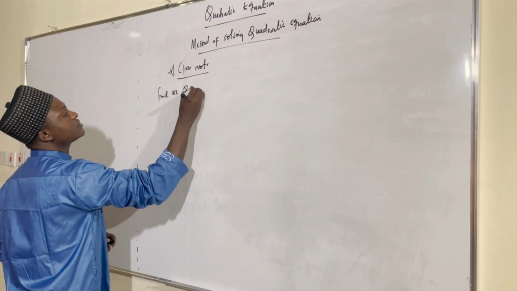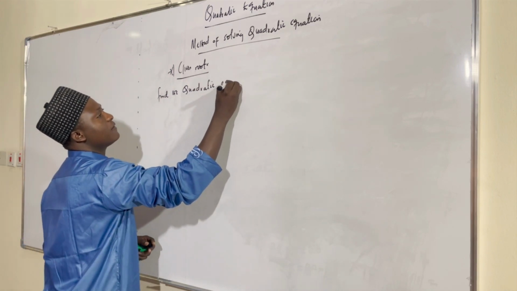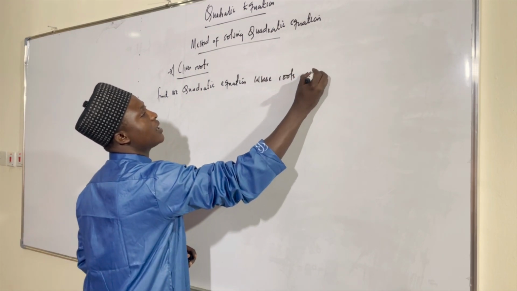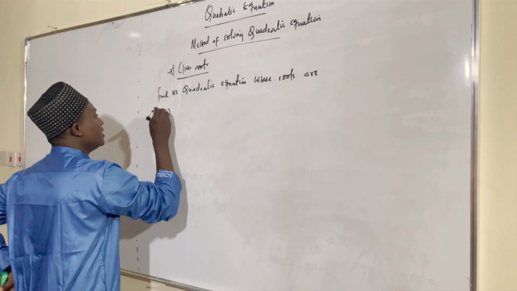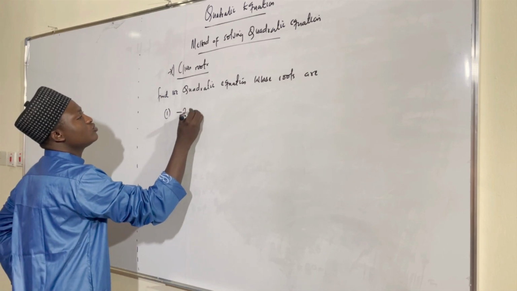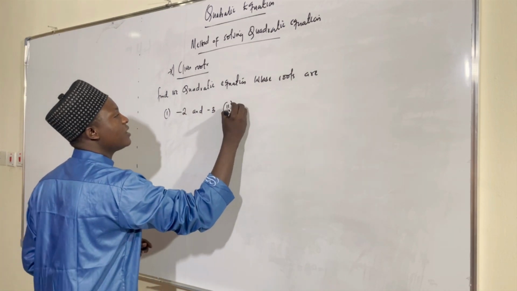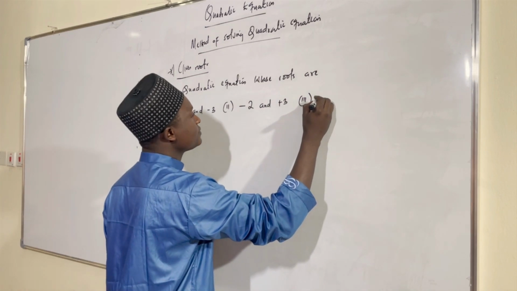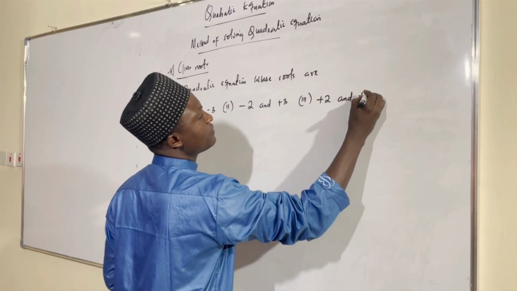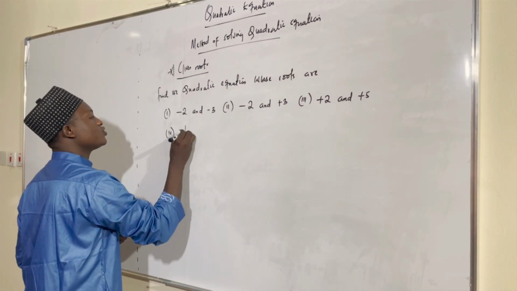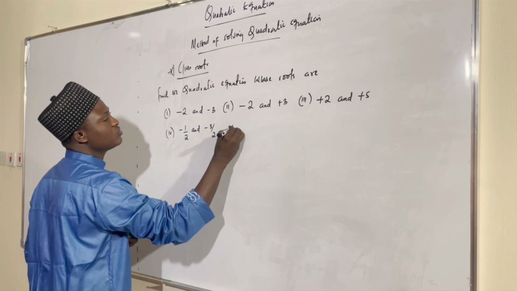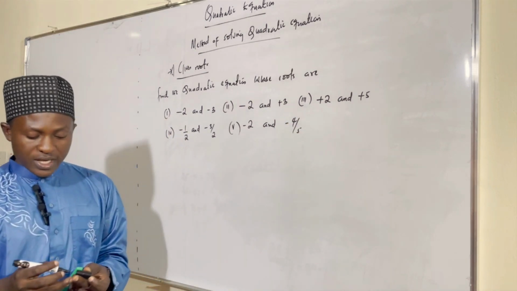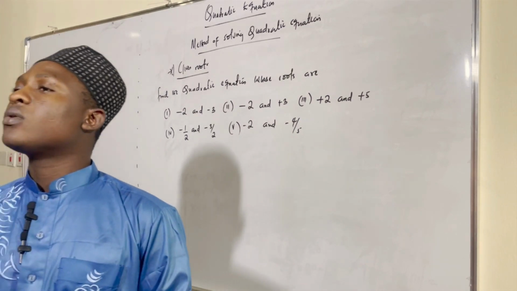For example, they said find the quadratic equation whose roots are, the first one, let's say we have -2 and -3. Let's say we have -2 and +3. So we have +2 and +5. It can have fractions, -1/2 and -3/2. So we have -2 and -4/5. So here we take these examples and now we can find a quadratic equation when we are given root.